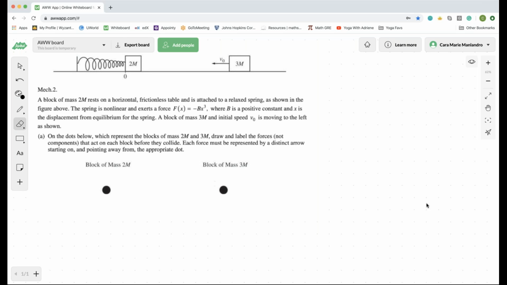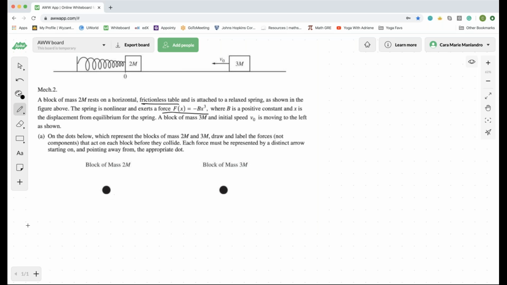All right, so we have a block of mass 2m that rests on a horizontal frictionless table, attached to a relaxed spring. The spring is nonlinear and we have a force, where b is a positive constant and x is the displacement. And then we have another block of 3m with some initial velocity.